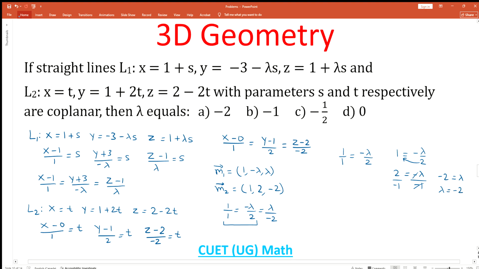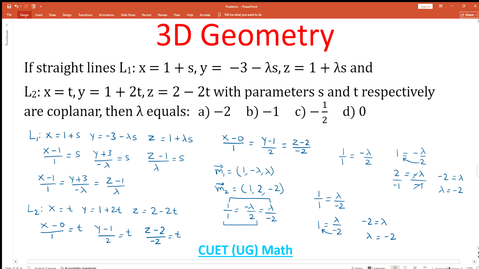We should check whether this value of lambda is valid by solving for lambda from the first and third ratios in the equation and see if we get the same value of lambda. I get 1 over 1 equals lambda over negative 2. 1 over 1 is equal to 1. We can cross multiply negative 2 to the left side. I get negative 2 equals lambda. I get the same value of lambda.